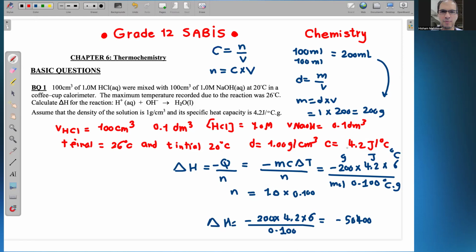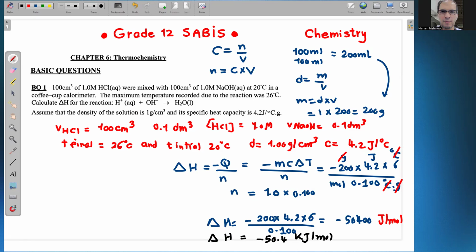So when we cancel the units, of course, I will not do this every time, just to show you that the Celsius will be cancelled with the Celsius, the grams with the grams, and then I will have the value as joule per mole. So the result will be coming as joule per mole. But delta H, as we know from before, must be calculated in kilojoules. So I'll divide this by 1000. So it will be negative 50.4 kilojoule per mole.